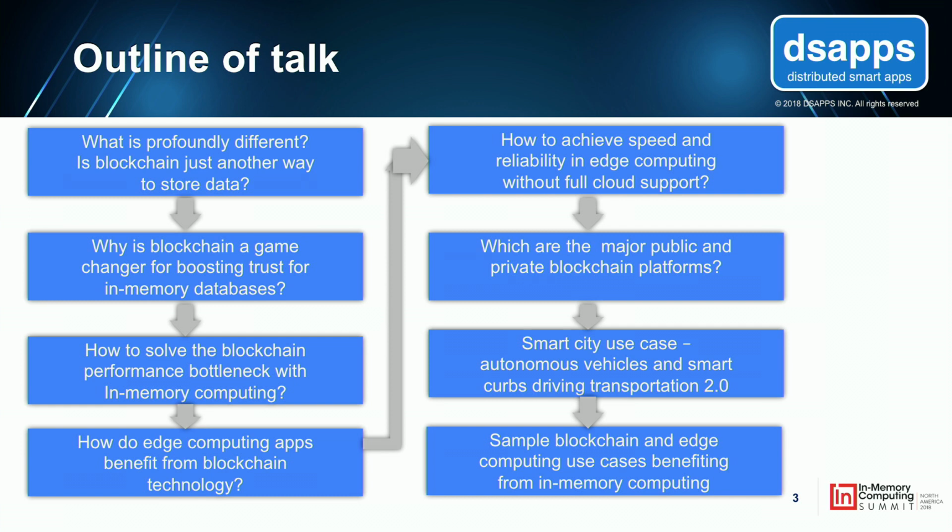Focusing on speed and reliability, edge computing when you don't have cloud support. So the thing here is, cloud support is not always guaranteed, and we'll look at those use cases where you have to work without the cloud. And what are some of the major public-private blockchain platforms? So you hear a lot about this. So a quick summary of those platforms.